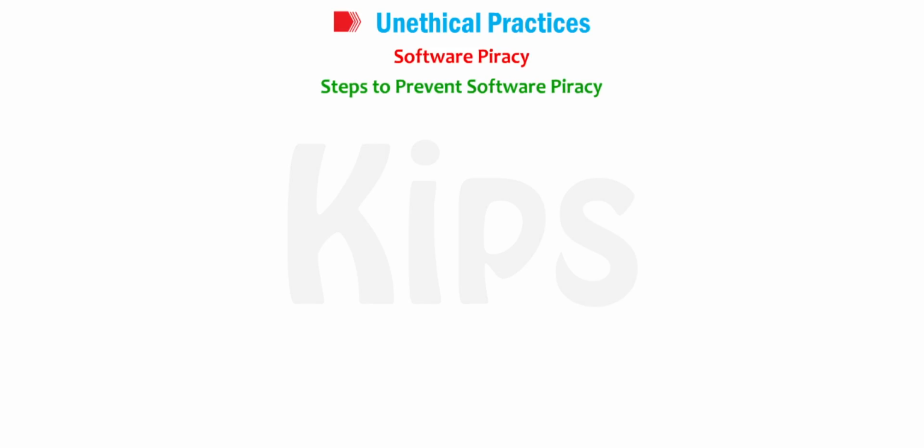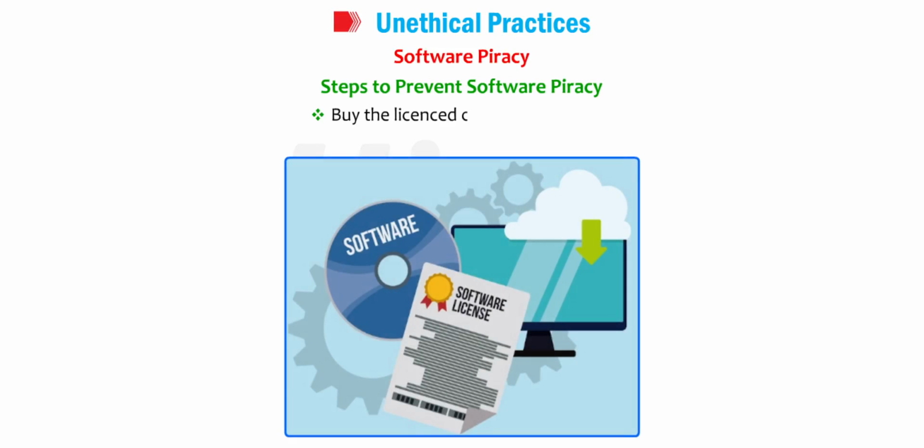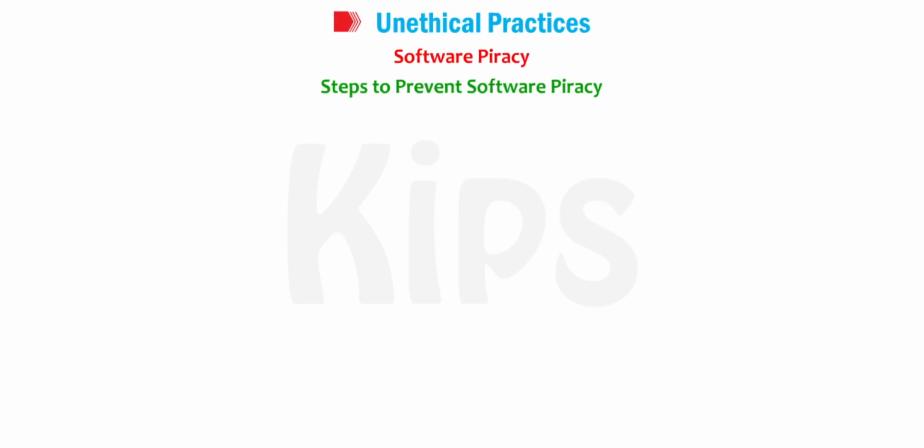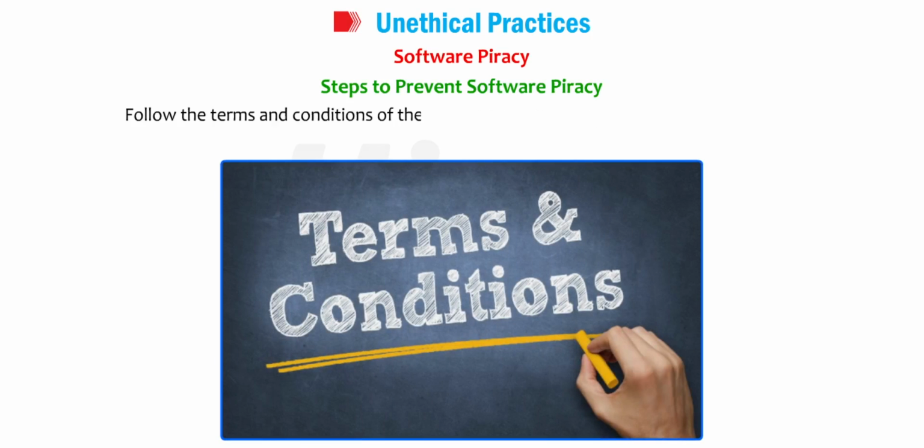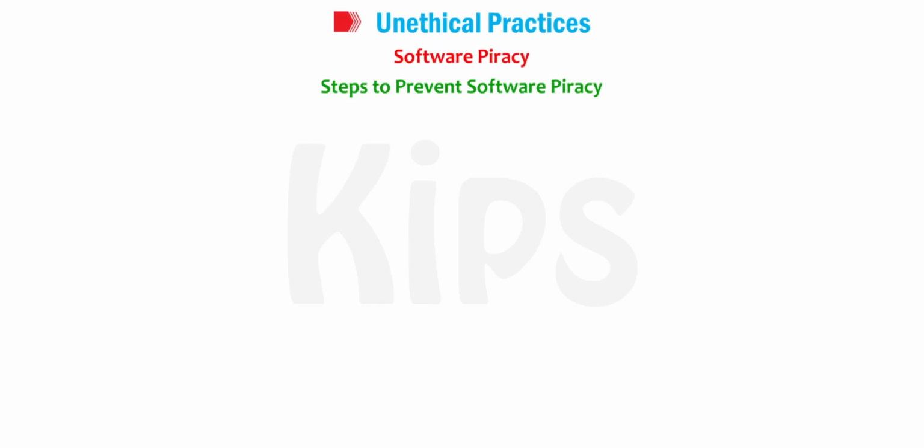Steps to prevent software piracy. Buy the licensed copy of a software. Follow the terms and conditions of the license for each software product you purchase. Never make copies and circulate them.